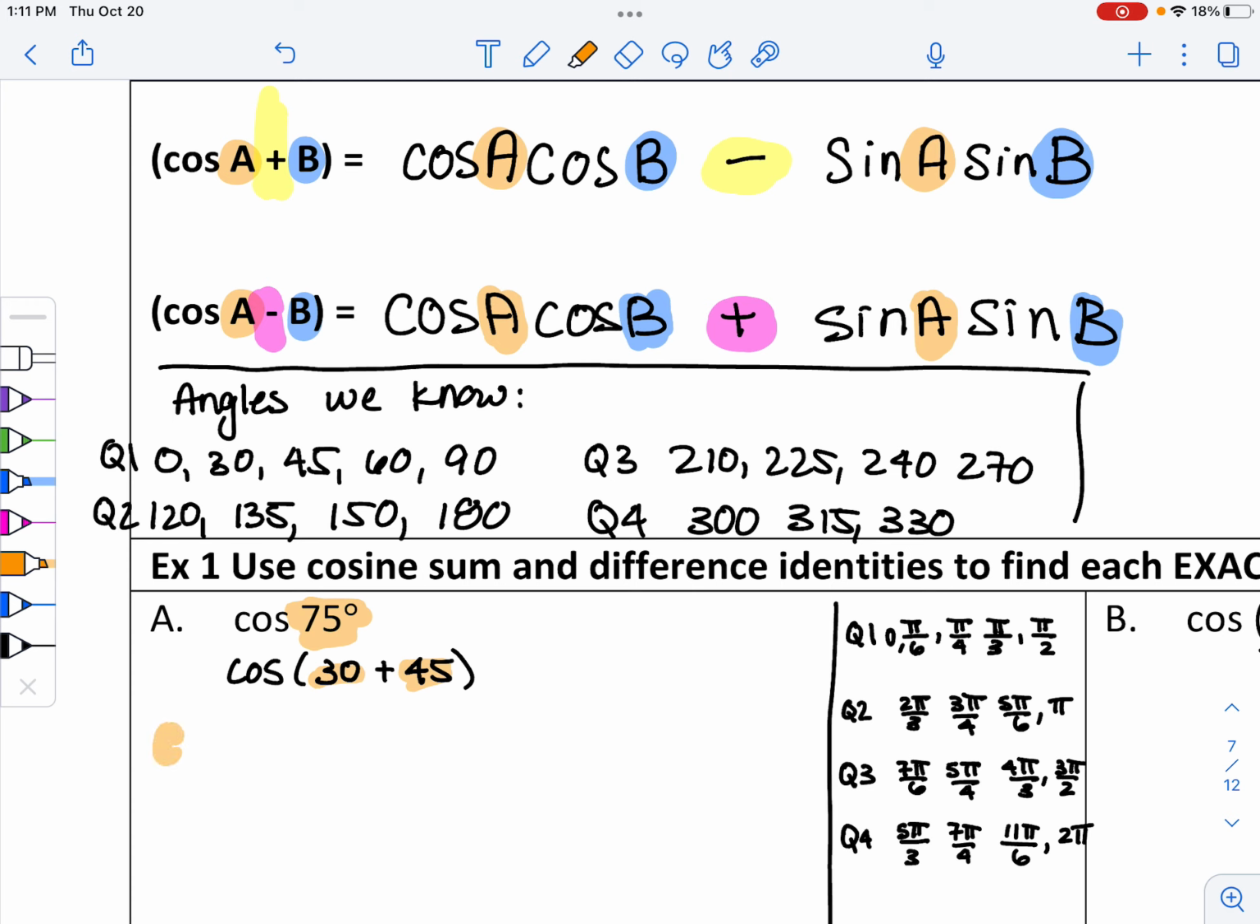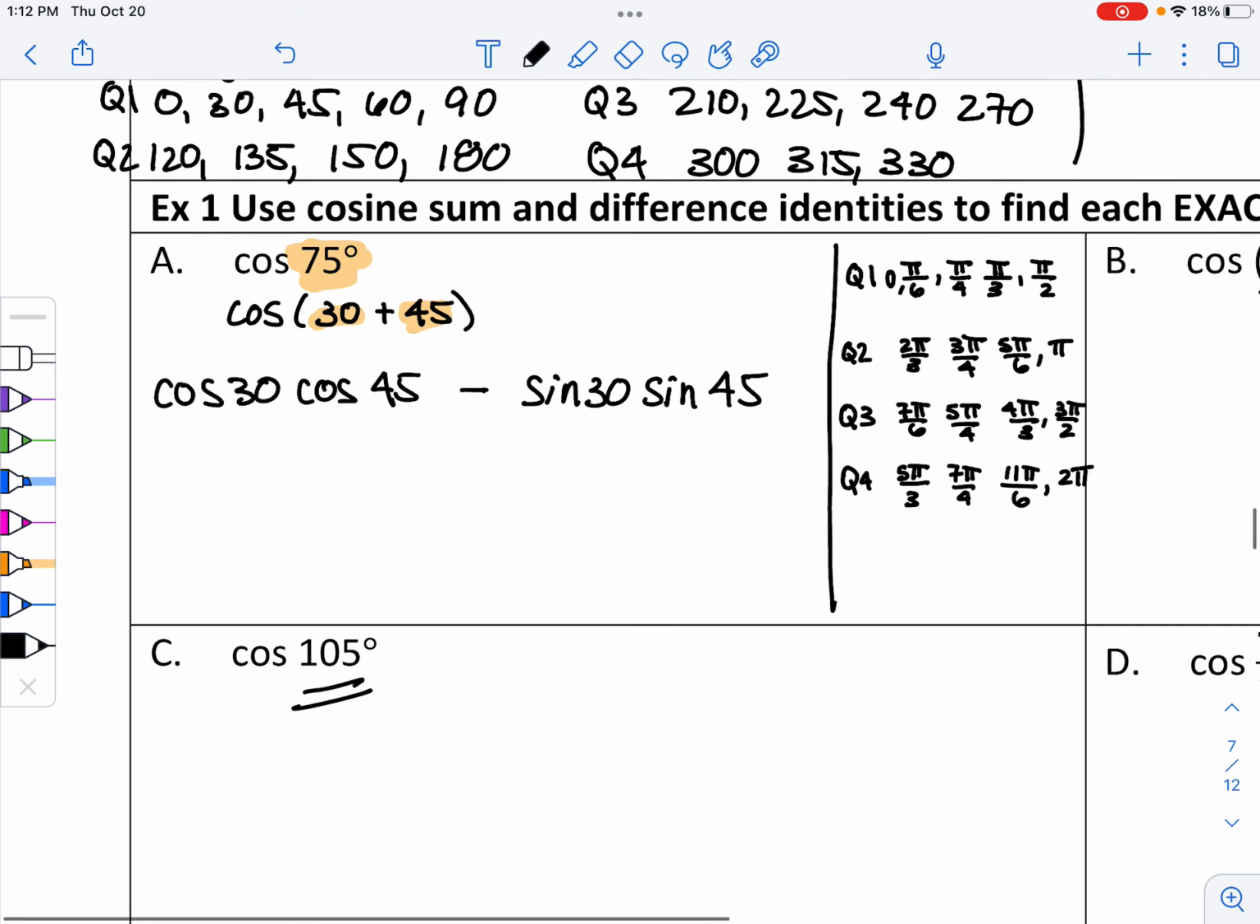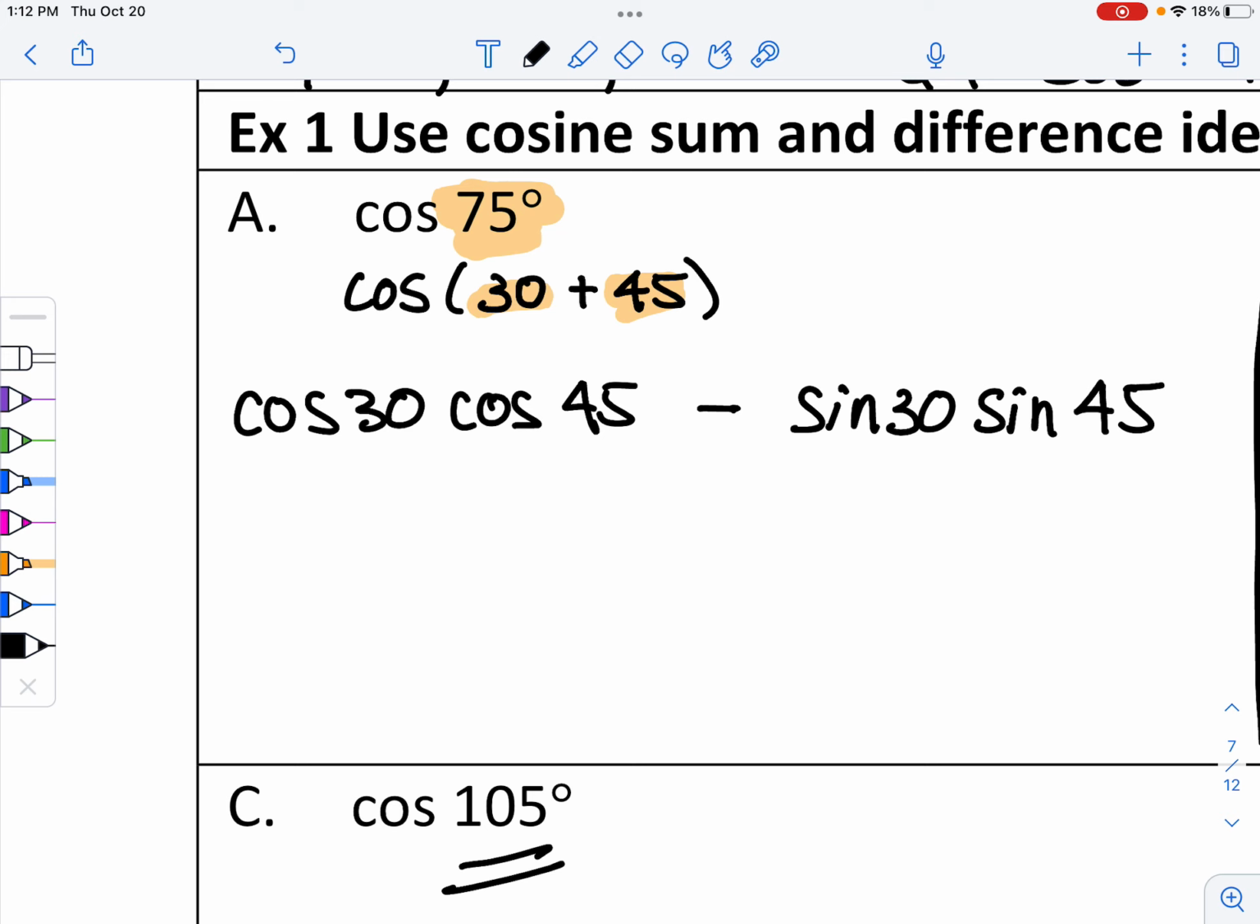So I have the cosine of that first angle, which is 30, times the cosine of the second angle, which is 45, minus the sine of the first angle, 30, times the sine of my second angle, 45. We know how to find these. These are chapter 1 type of questions that we would have done. Let's draw our pictures. 30 degrees gives me 1, 2, square root 3. 45 degrees gives me 1, 1, square root 2.